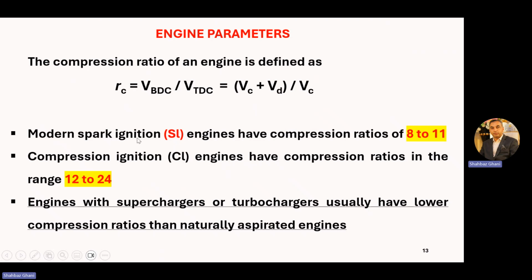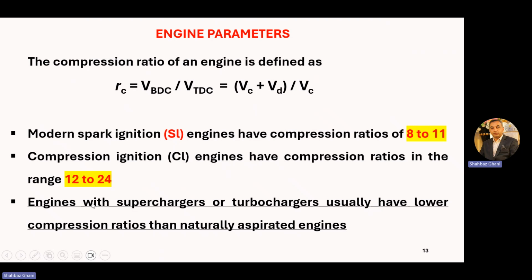In modern SI engines or spark ignition engines, we generally have a compression ratio in the range of 8 to 11. And in CI engines, the compression ignition engines, the ratio range is 12 to 24. Remember these ranges. Engines with superchargers or turbochargers usually have lower compression ratios than naturally aspirated engines.